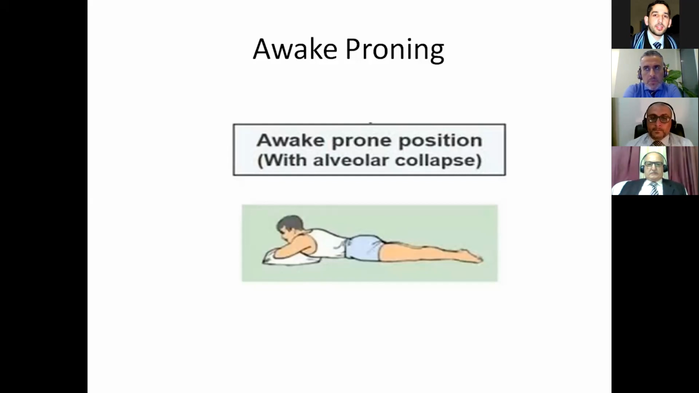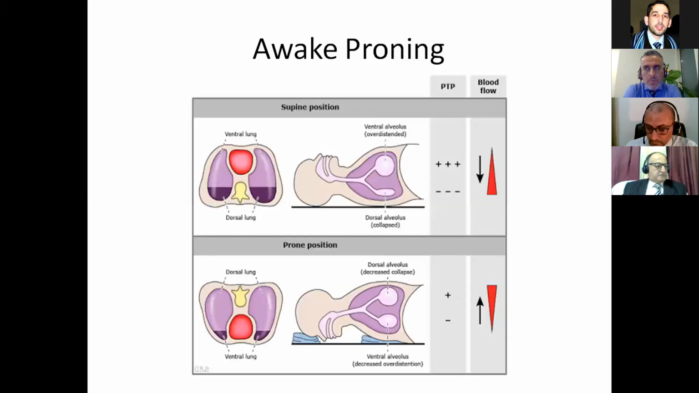He does not have respiratory distress. And you have to make sure that the patient is told that if he is not comfortable, he can always go back to the supine position. If proning is not helping him, you can try the right lateral or the left lateral position with the same effect. So this is how proning helps.